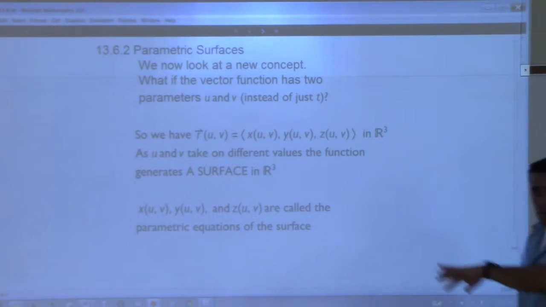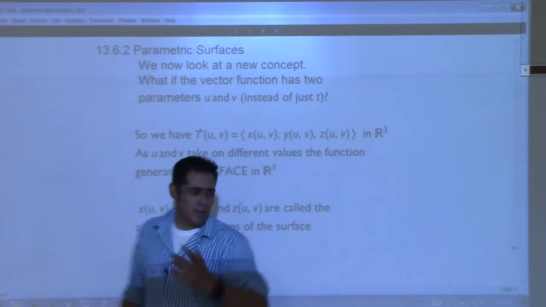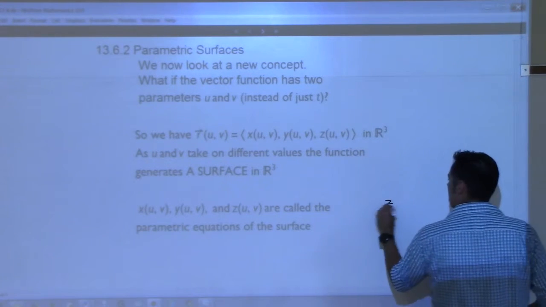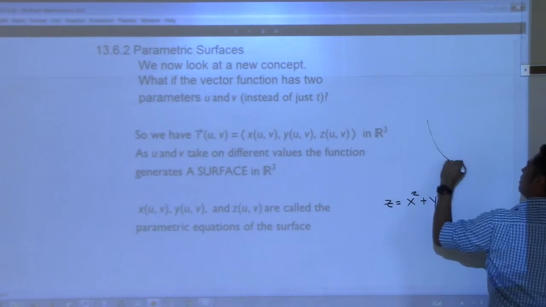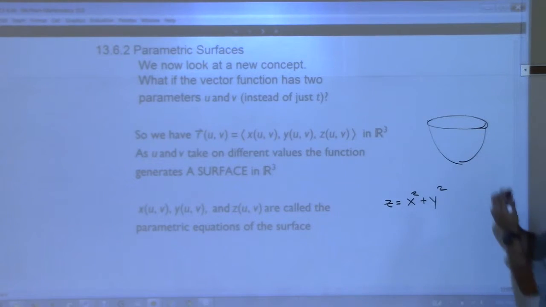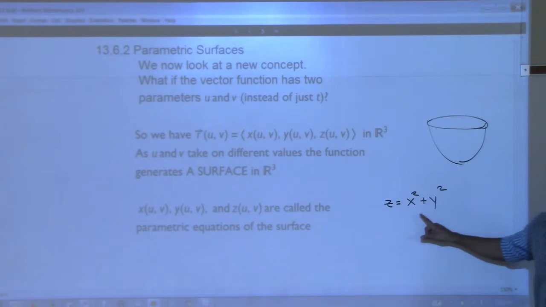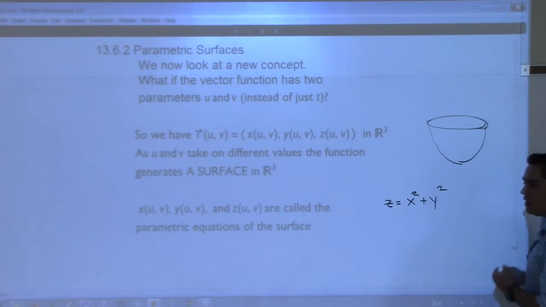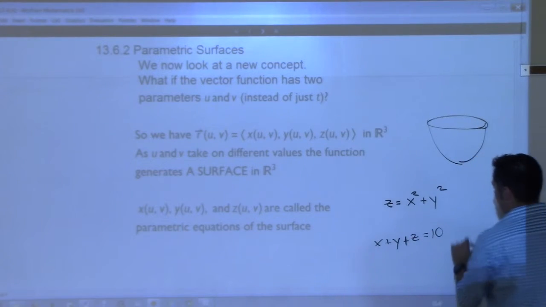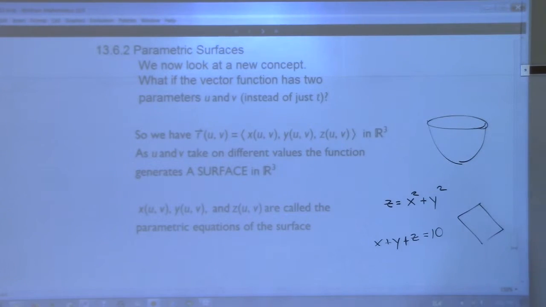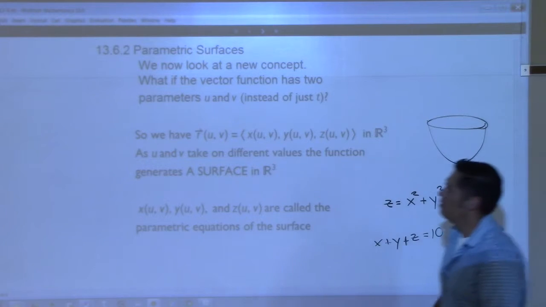Right now, the only way we draw surfaces is using things like z equals x squared plus y squared, and we know that would draw that bowl-shaped paraboloid. We can draw a surface, but this is not a vector function, this is an equation. We can draw other surfaces like x plus y plus z equals 10, and that would draw us a plane. That's a surface. But is there another way to draw surfaces in three-dimensional space, not using equations, but using vector functions? And the answer is yes, we can do it.